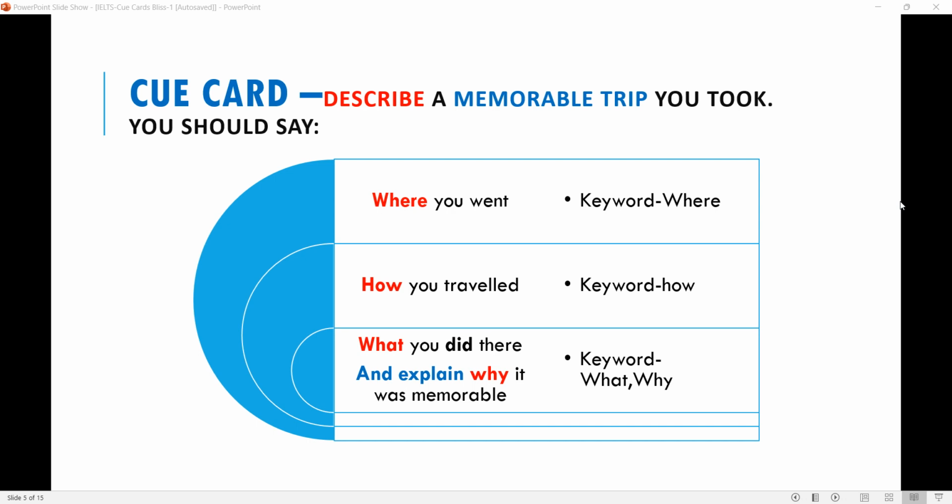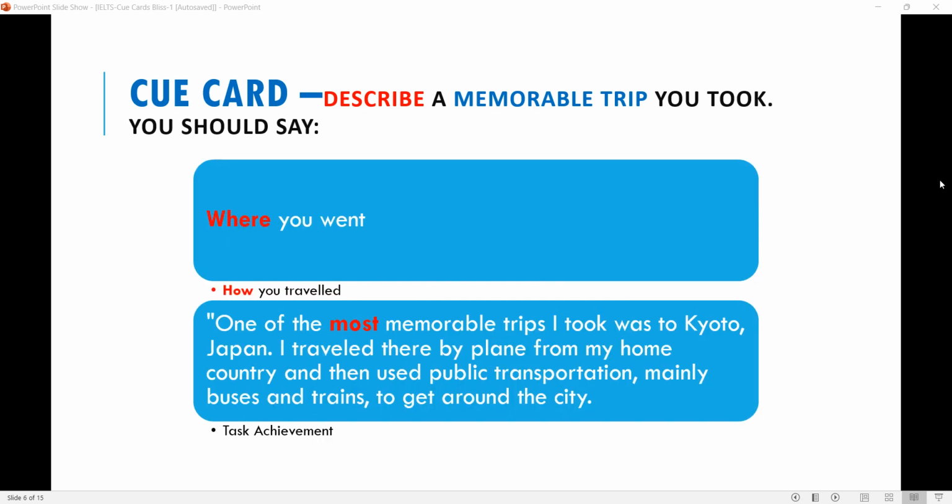The important thing to keep in mind is that we have to talk the maximum in explaining why it was memorable. So, where you went. Everything in an IELTS cue card is task achievement. One of the most memorable trips I took was to Kyoto, Japan. I traveled there by plane from my home country and then used public transportation, mainly buses and trains, to get around the cities. So you're noticing that we are also using lexical resource, most and then also mainly.